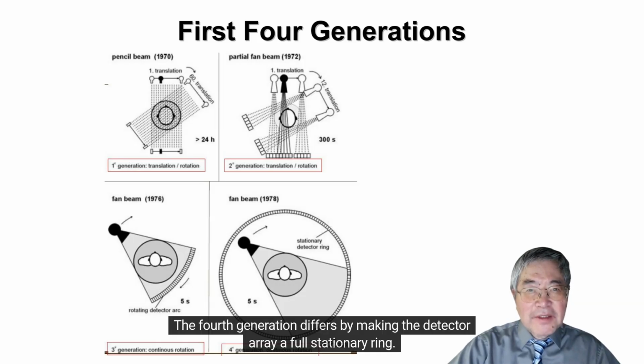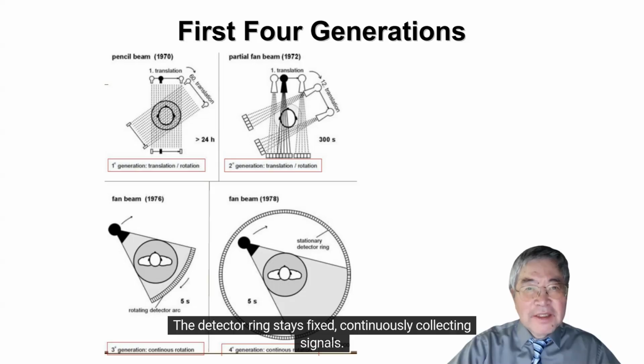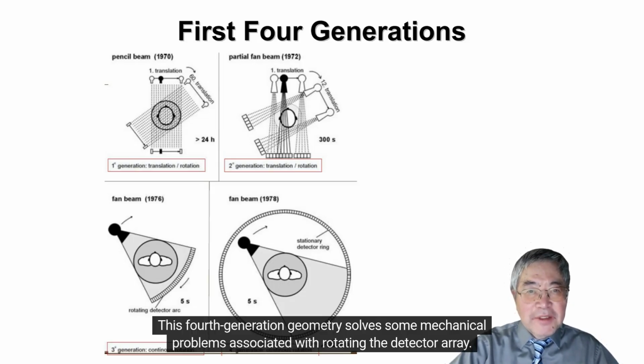The fourth generation differs by making the detector array a full stationary ring. Instead of rotating the detectors, only the X-ray source rotates around the patient. The detector ring stays fixed, continuously collecting signals. This fourth generation geometry solves some mechanical problems associated with rotating the detector array.